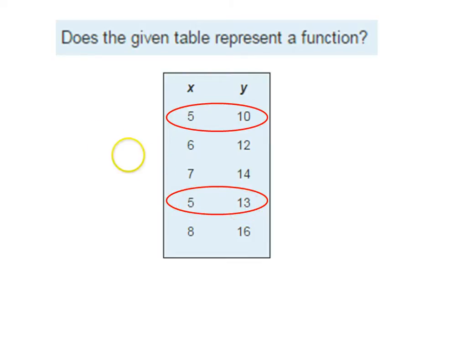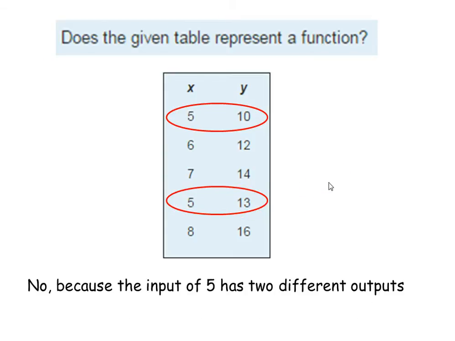And if that does not happen, then the table does not represent a function because I'm not getting the same thing for each of the inputs. I put in 5 and I get out 10, and I put in 5 and I get out 13. Therefore, this is not a function because the input 5 has two different outputs. If this 13 here was a 10, or if this 10 was a 13, then this would represent a function.